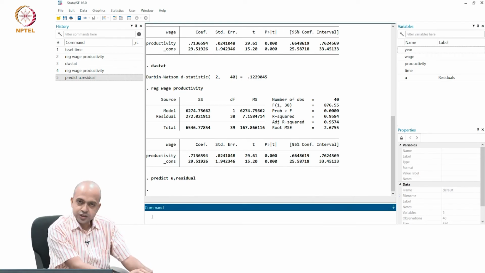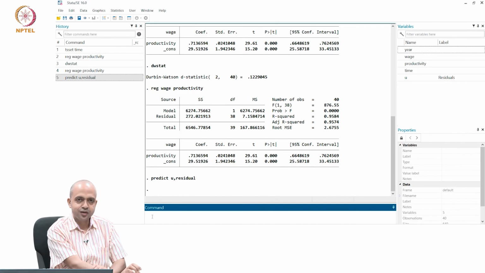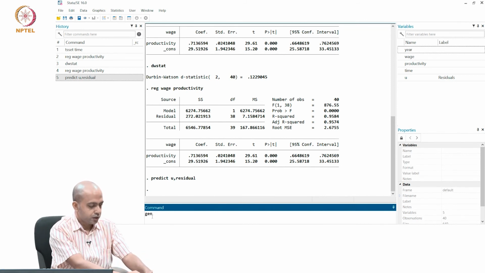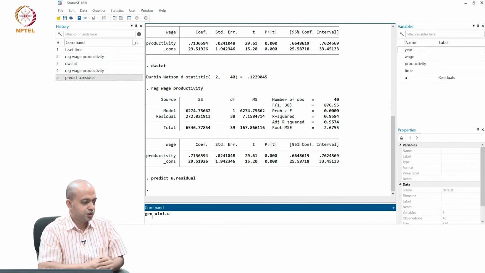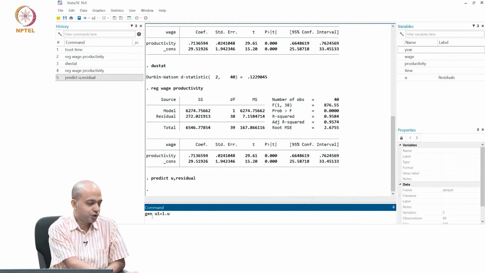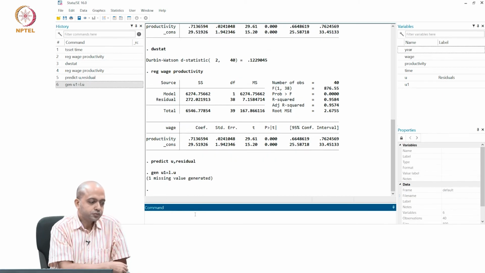So, here is the specific command I will be using to get the lag values. And what is the lag value? Again we have to use the gen command. Gen, let us say I am giving the name u1 for the first order lag, and the command is L dot u. This command you have to remember. L dot u is the command to get the first order lag, then you press enter. So, u1 is actually ut minus 1 hat.